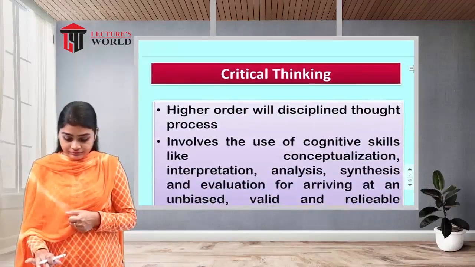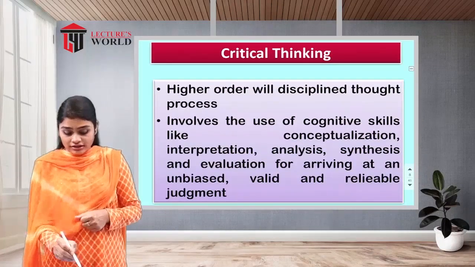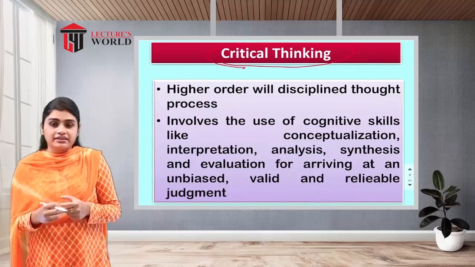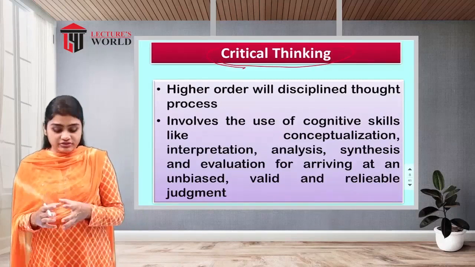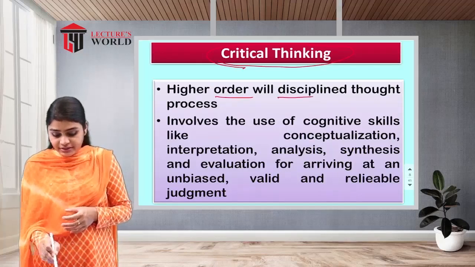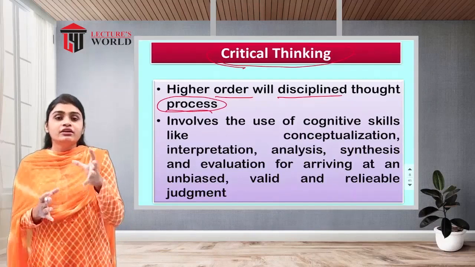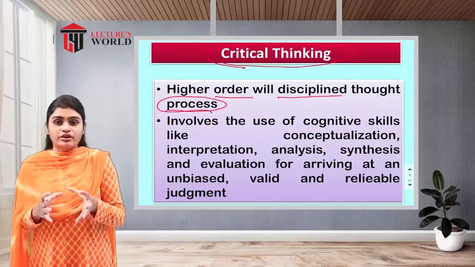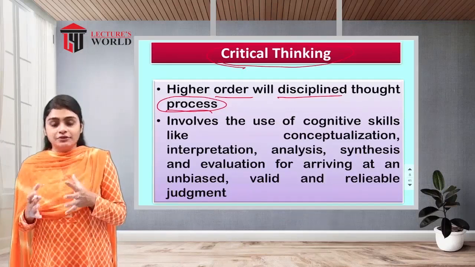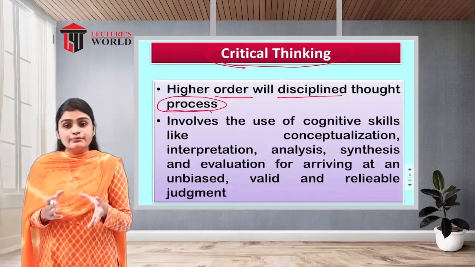Then another type of thinking is your critical thinking. Critical thinking, that means some higher amount of thinking process is required. So let's see, the higher order disciplined thought process. Higher order, that means with critical thinking we need to solve all the problems or any situations or any circumstances, and for that we have to think critically. The higher thinking process will be required, more discipline will be required.